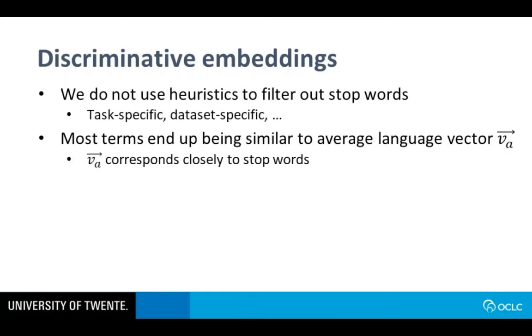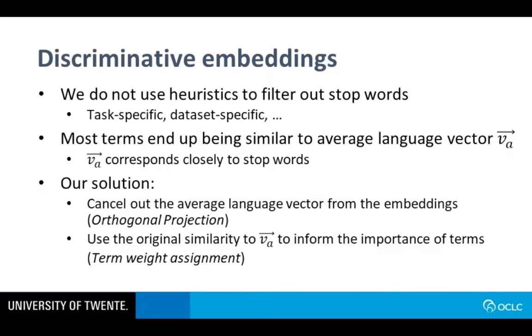So these stop words co-occur a lot with almost everything. So most terms end up being similar to the average vector, which corresponds closely to the stop words. So then they are mostly similar to each other. We did find a very effective trick to solve this problem. First, cancel out the average vector from the embedding, and then use the original similarity to this average vector to inform the importance of the terms.